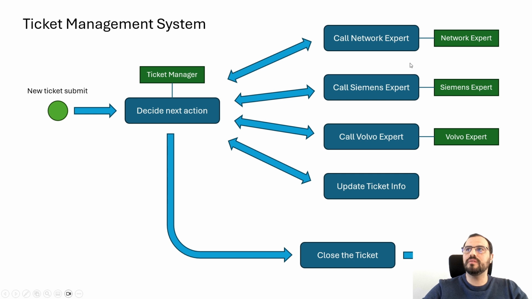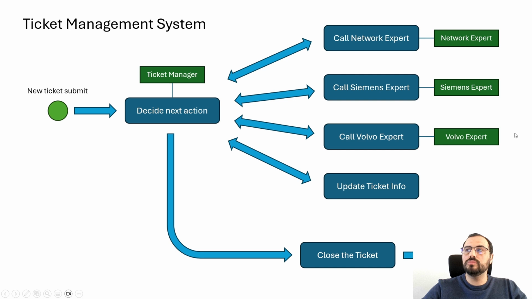So he can decide, for example, to call the network expert agent, and this network expert agent has all the knowledge and all the tools to measure and check the status of the network. He can call the Siemens expert, in this case Siemens being the expert more related with the electronic and electric equipments, power transformers, sensors, etc. Or he can call the Volvo expert, that is basically the agent that has all the knowledge about the generators, the Volvo generators, that can help on that part.